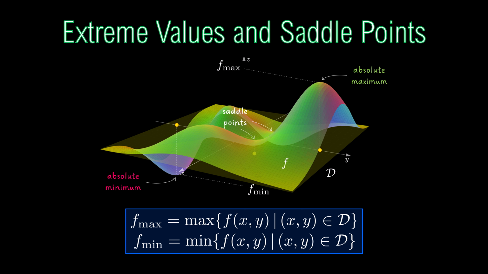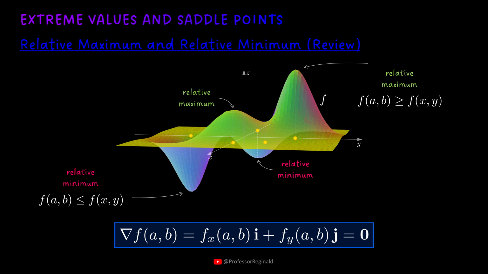Hello, everyone. In this video, we are going to discuss extreme values and saddle points of functions of several variables. In a previous video, we discussed relative maximum and relative minimum. A relative extremum sits at a stationary critical point where the first-order partial derivatives of the function are both zero, which implies that the gradient of the function is the zero vector.